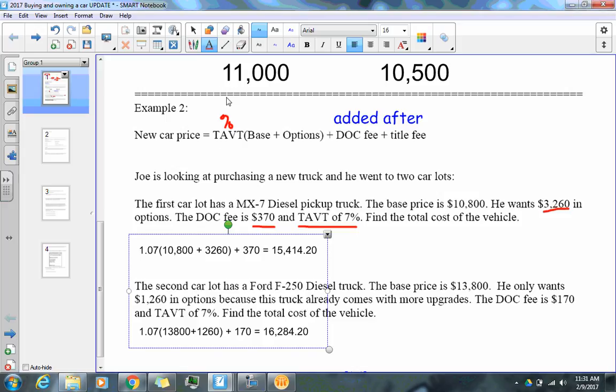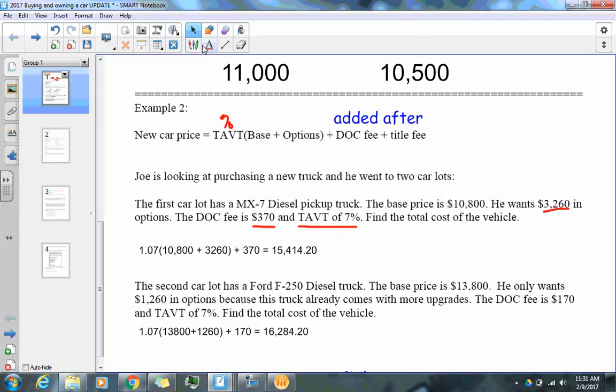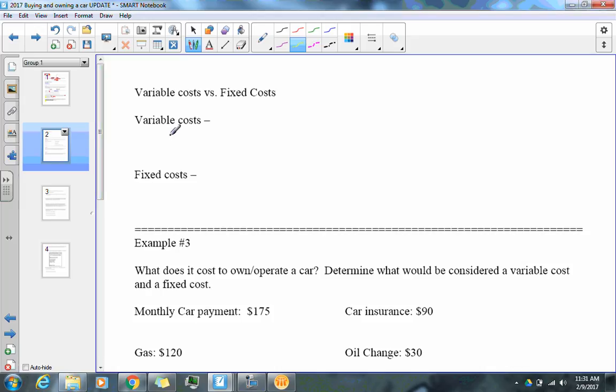But I think the biggest challenge that we're going to have is getting you guys to remember that you have to put a 1 on there in order to multiply it correctly. You have to put a 1 on that. Okay? Moving on. Variable cost, fixed cost.